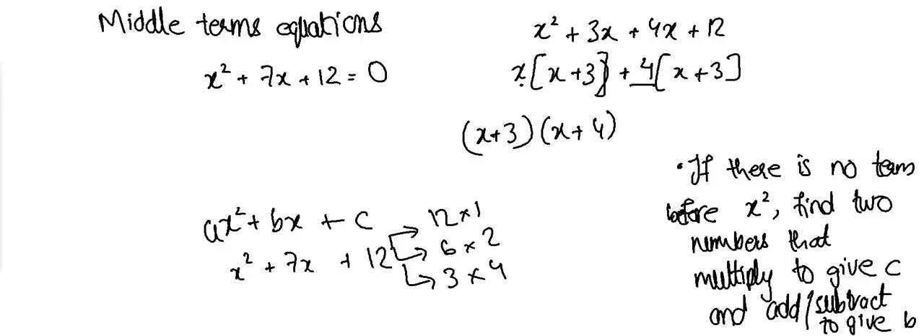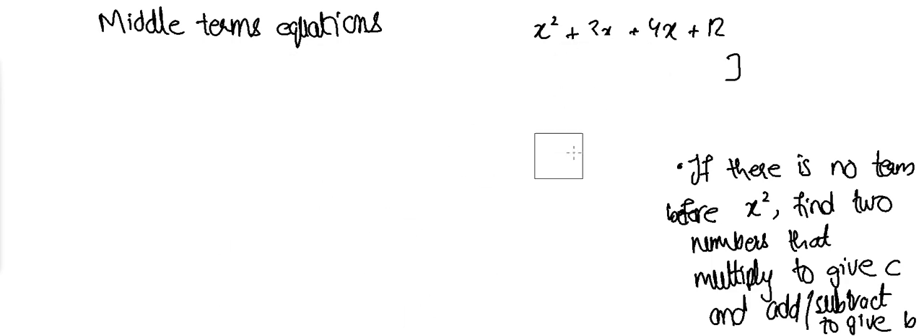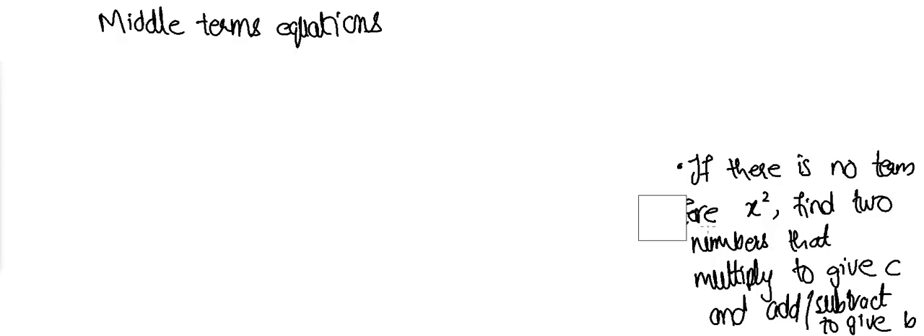Okay, let's solve another question, should we? Just remember this rule and let's move forward. Yes, x squared plus 6x minus 16. First things first, do we have a term before x squared? No, we don't, right? We don't have any term before x squared, so we'll consider this as 1. Find two numbers that multiply to give c and add or subtract to give me b.